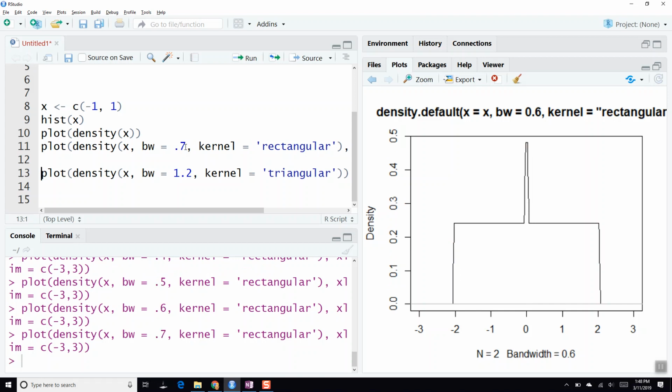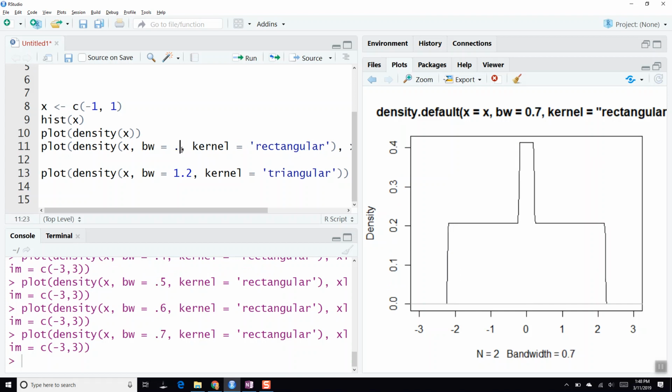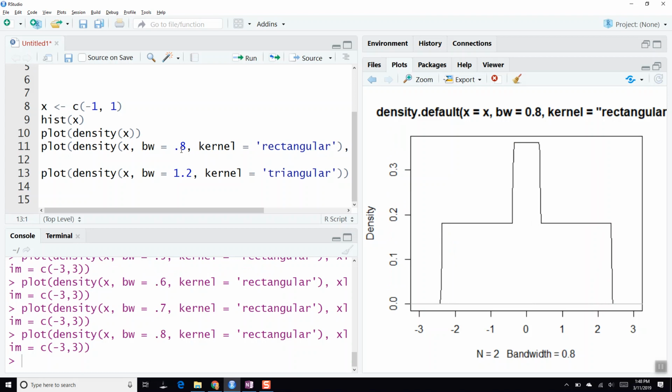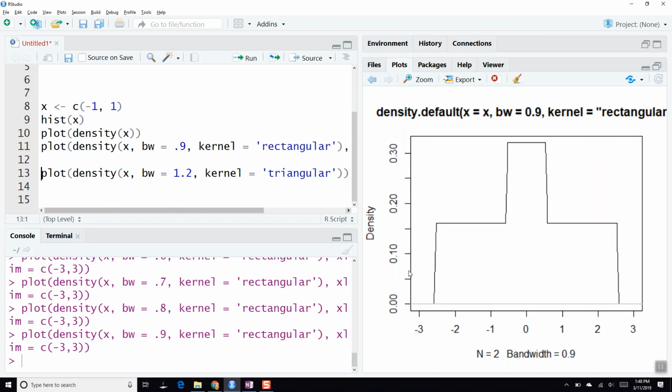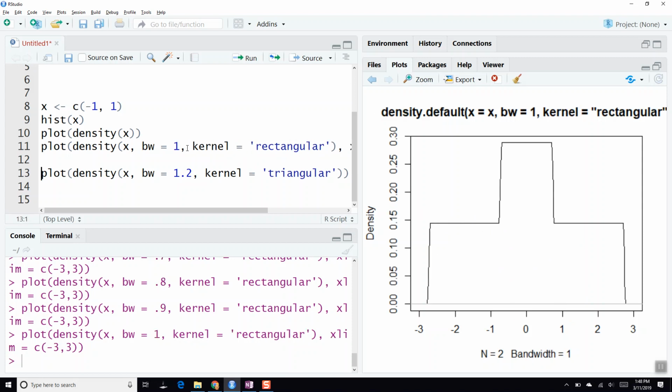And then, as I increase the bandwidth, we can see this top part get wider and wider, okay? And it's just, here's a rectangle over here, and there's another rectangle over there, and where they overlap, the thing looks like that, okay?